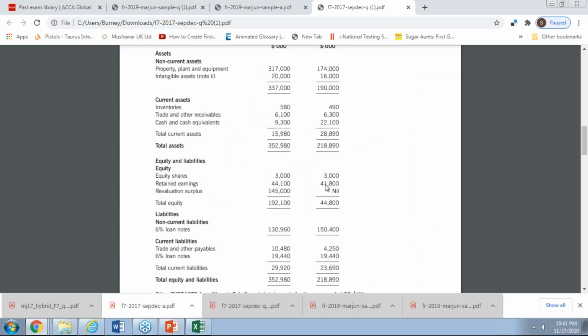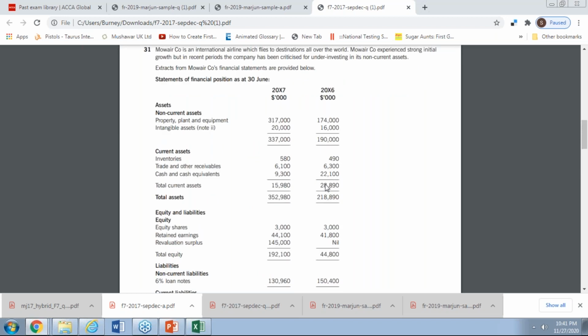Okay, let's start, and you have to identify the differences. Moyer is an international airline which flies to destinations all over the world. Moyer experienced strong initial growth, but in recent periods the company has been criticized for underinvesting in non-current assets. That is one of the hints in the question: the company has been criticized by different shareholders or stakeholders for not investing enough in non-current assets.